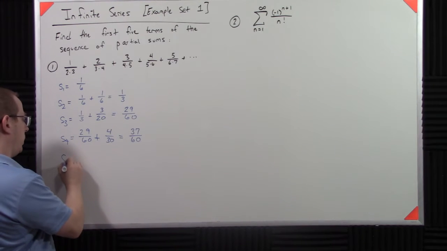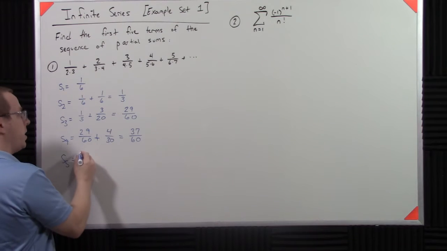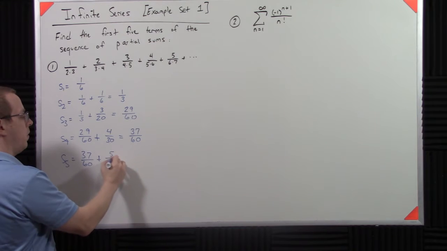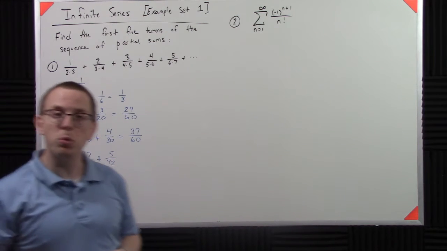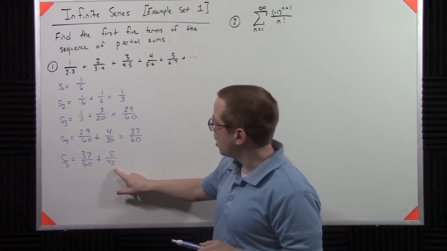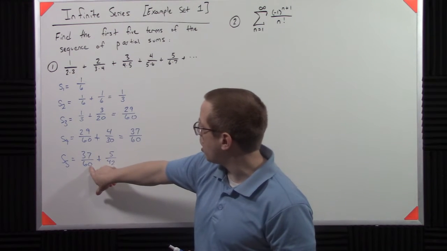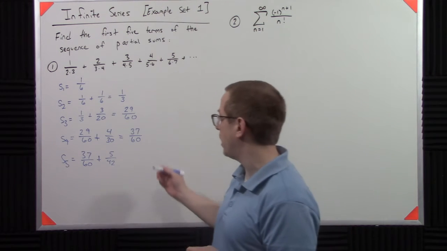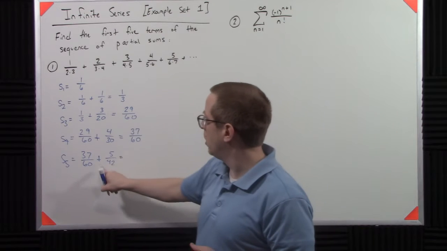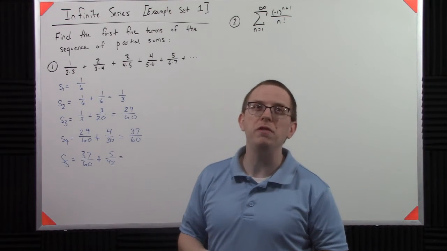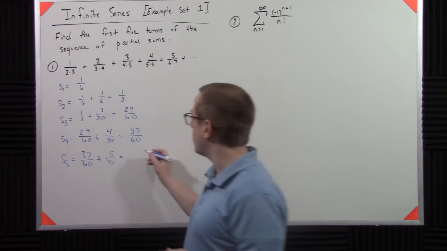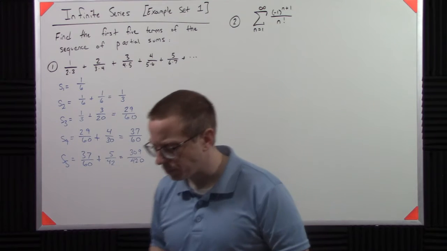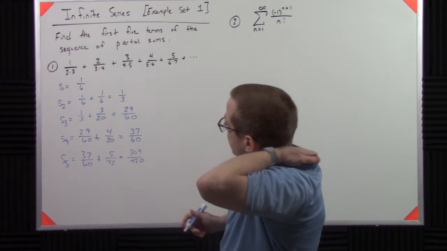And then finally, we get 37 over 60 plus 5 over 42, which is pretty ugly. So the common denominator here, these have a 6 in common, but this has a 10 and 7, so 420 is actually my common denominator here. So I have to multiply this by 7, that gives me 259 plus 50, so 309 over 420. All right, 309 over 420.